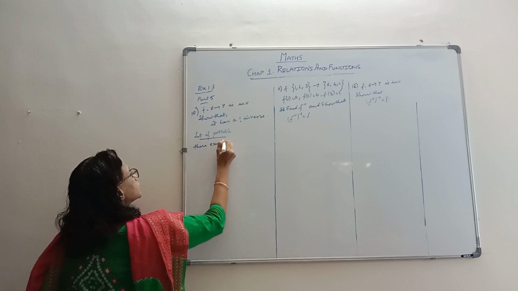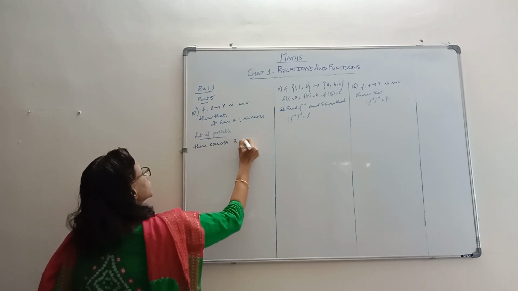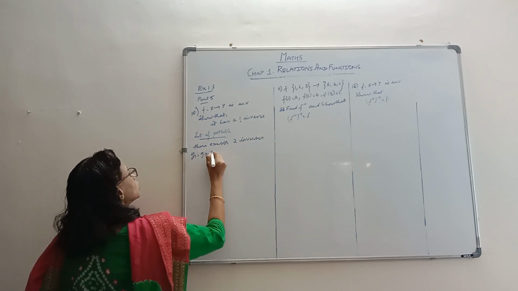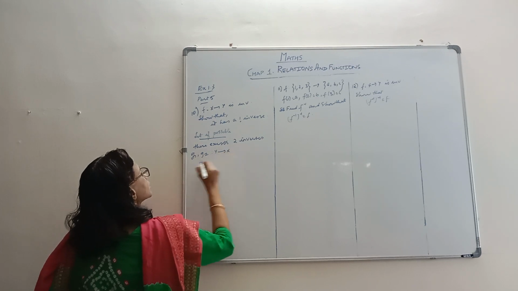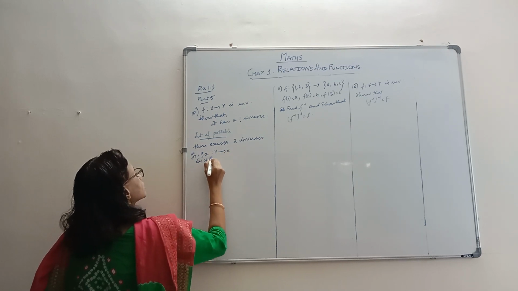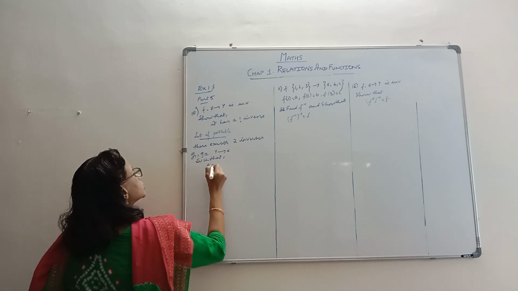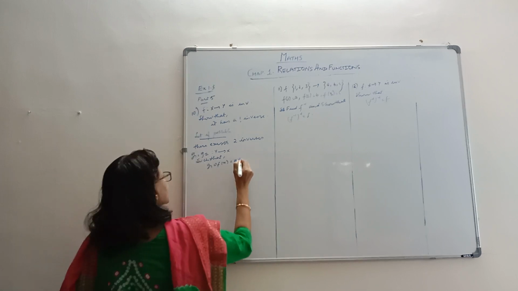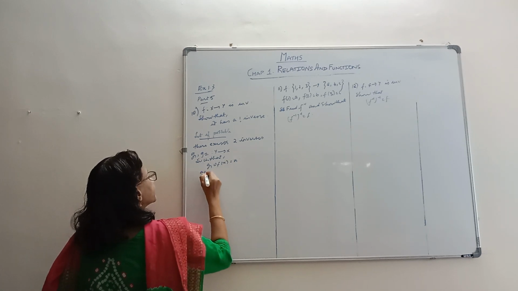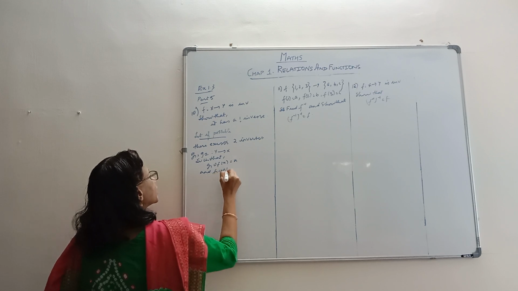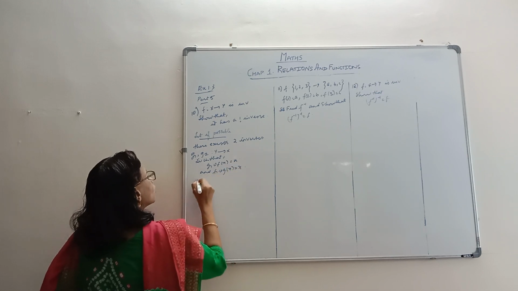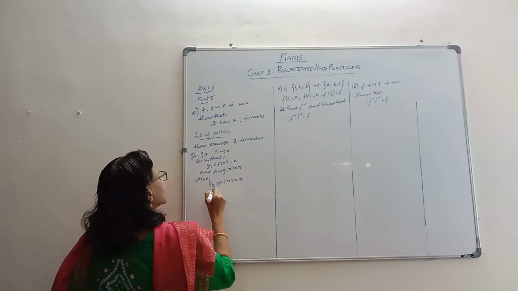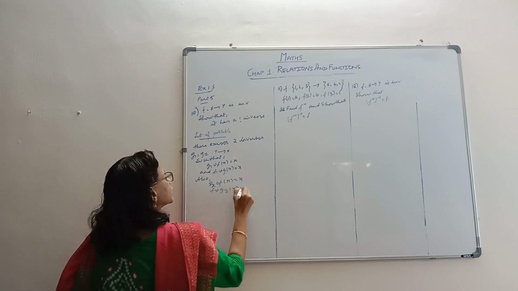there exist two inverses g1, g2 from y to x such that g1 of f of x equal to x and f o g1 of x is x. Also g2 of f of x is x and f o g2 of x is x. That's how we get the inverse.